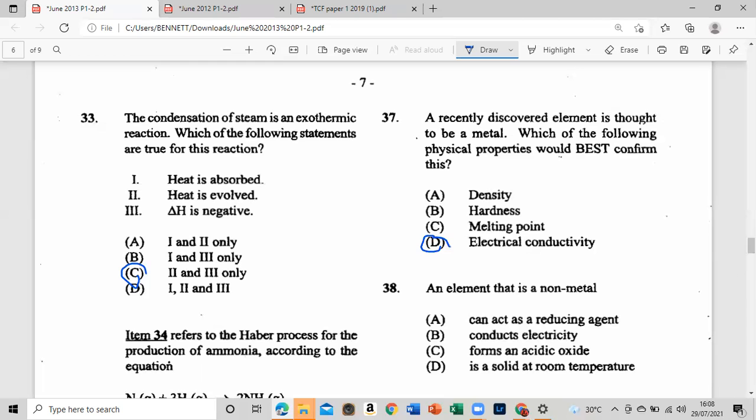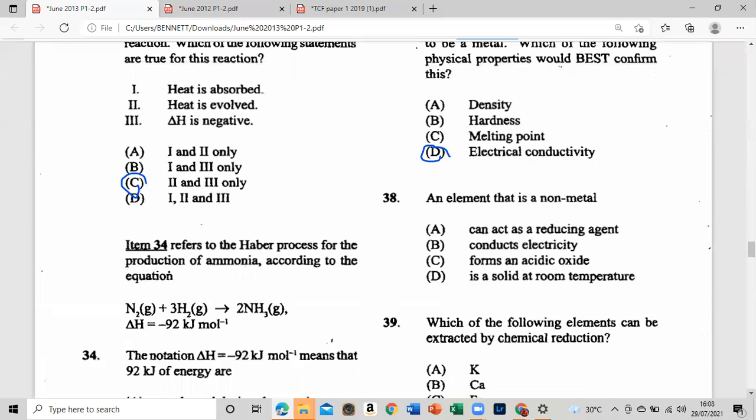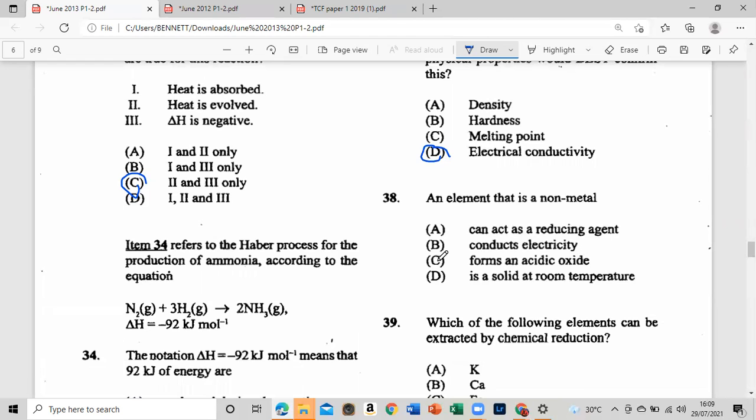An element that is a non-metal can act as a reducing agent, conduct electricity, form an acidic oxide, or is a solid at room temperature. And 38 would be C, forms an acidic oxide.